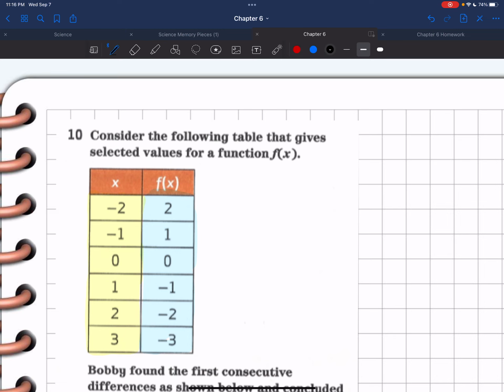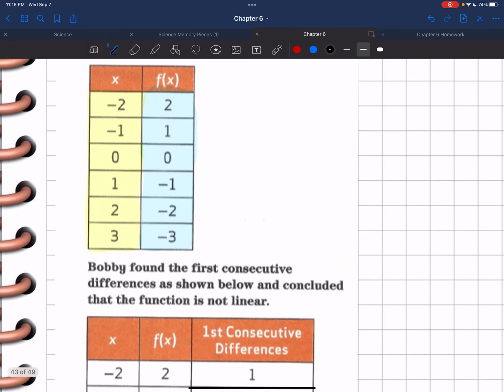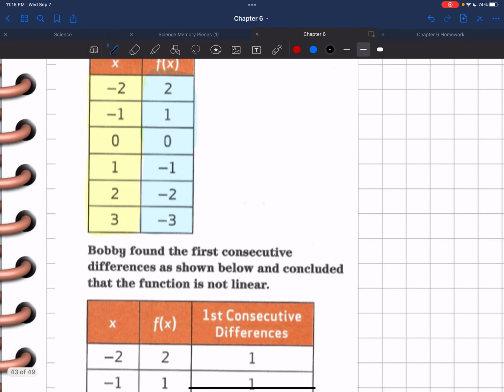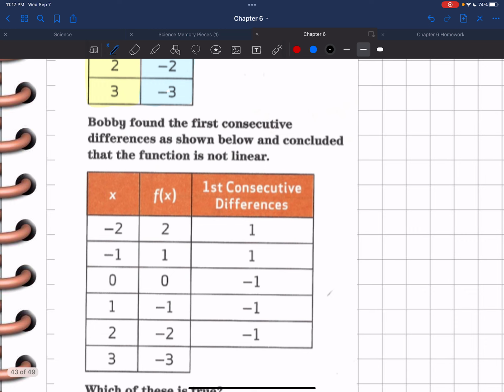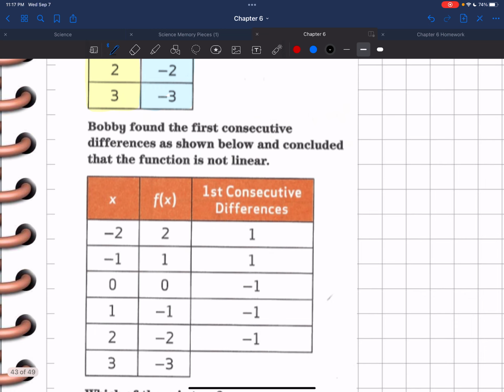Maybe. All right, so Bobby found the first consecutive differences as shown below and concluded that the function is not linear. Okay, let's check his work. If he is correct, it is not linear because this is not common. And that is very important to realize. It is not common at the first level. But we need to check his work because, like me, he could have made a mistake.